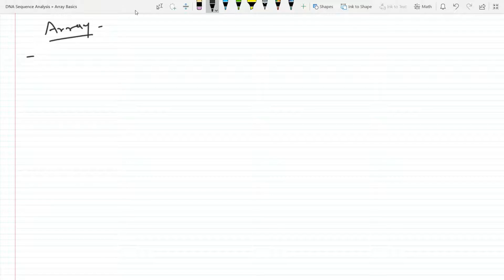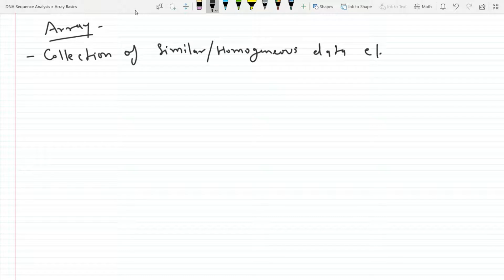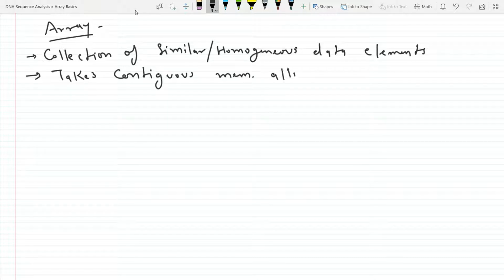So array is nothing but a collection of similar data elements, or another way of saying, homogeneous data elements or values. Next very important point is array always takes contiguous memory allocation.